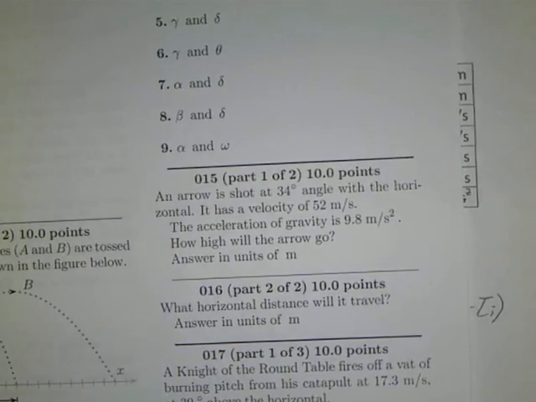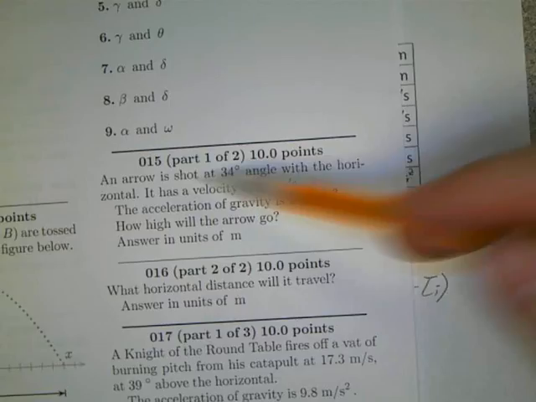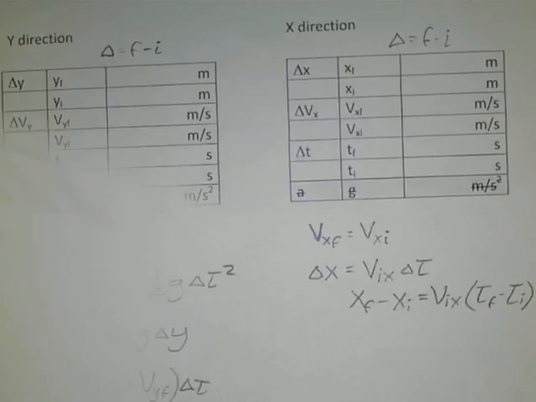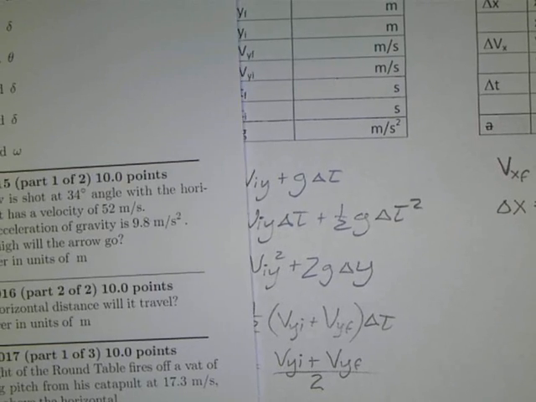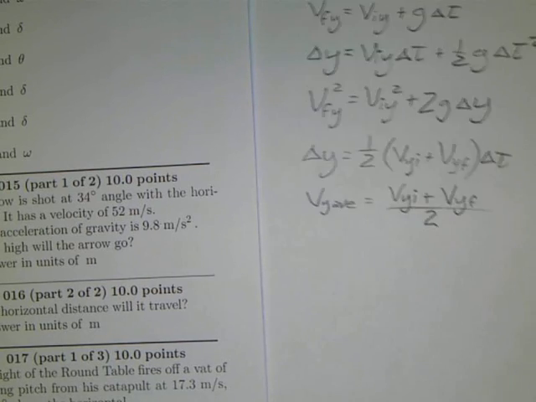Going to do a problem that's about an arrow being shot into the air at an angle. I know the angle, I know the beginning velocity at that angle, and I'm told the acceleration of gravity, and it's asking how high will the arrow go. So the problem with this question is that it doesn't tell us the speeds in the vertical or the horizontal. It just tells us the speed at an angle.